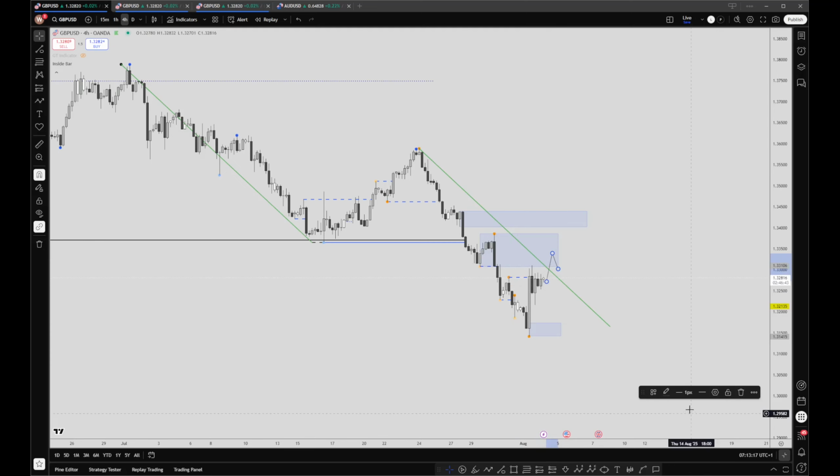We do have to be aware that the internal structure is now bullish, so we should only be looking to play a move into a demand zone here, into this demand zone, and then the move could carry on being with the internal structure.